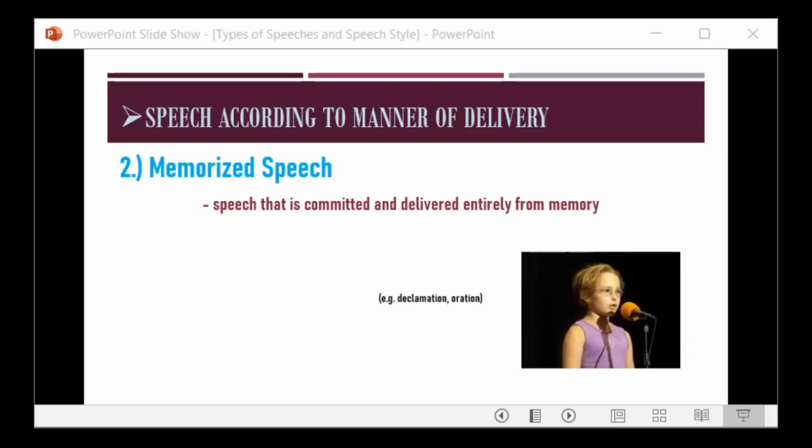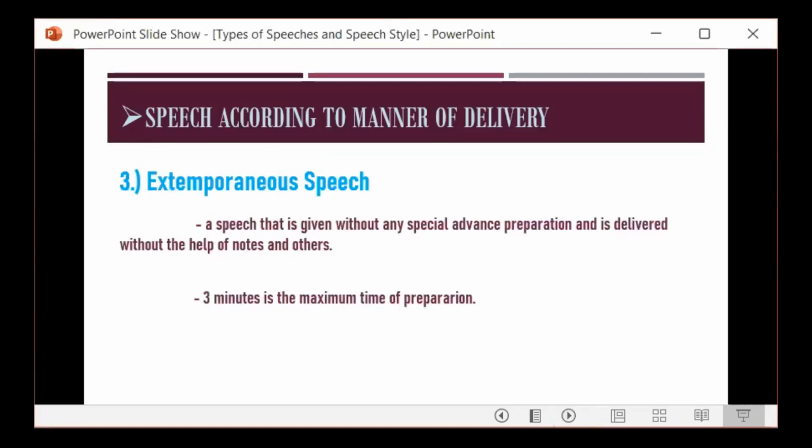So in order for them to have successful dialogues, they need to memorize it. So if you've already attended some stage plays, these are the usual things that they do. Aside from that, another one is the extemporaneous speech. So when we are talking about extemporaneous speech, it refers to a speech that is given without any special advanced preparation and is delivered without the help of notes and others.